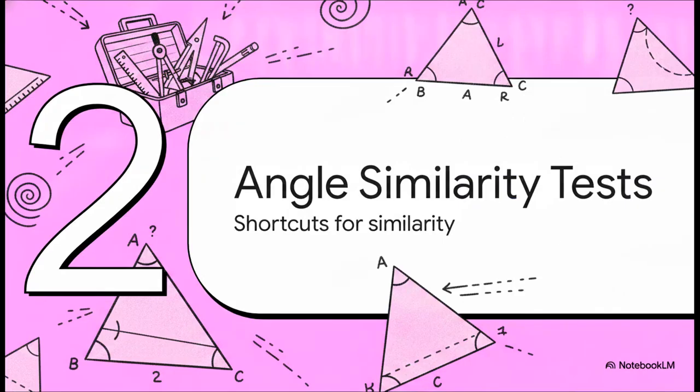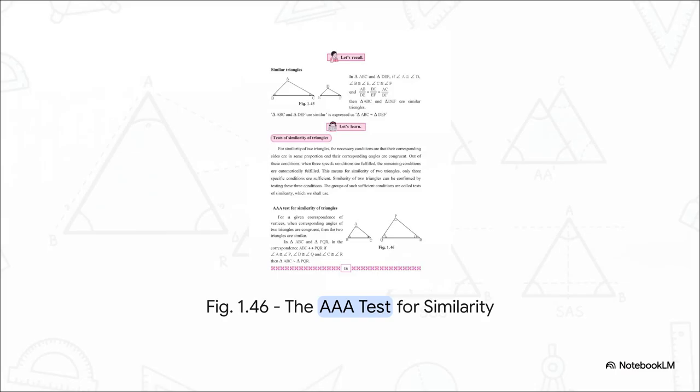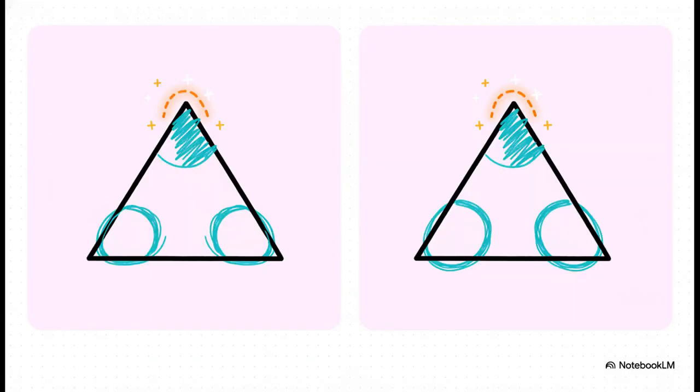Section 2. The angle similarity tests. All right, here is our very first shortcut, the AAA, or angle, angle, angle test. If you can prove all 3 corresponding angles of 2 triangles are equal, say angle A equals P, B equals Q, and C equals R, boom, the triangles are mathematically similar. The sides will naturally fall into proportion. It's a geometric guarantee.